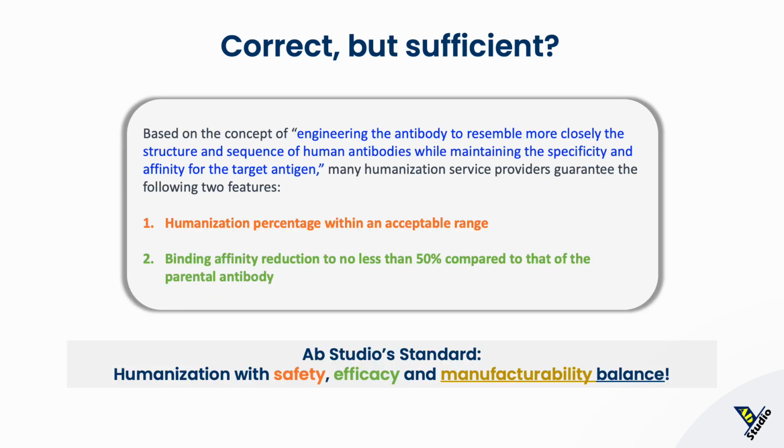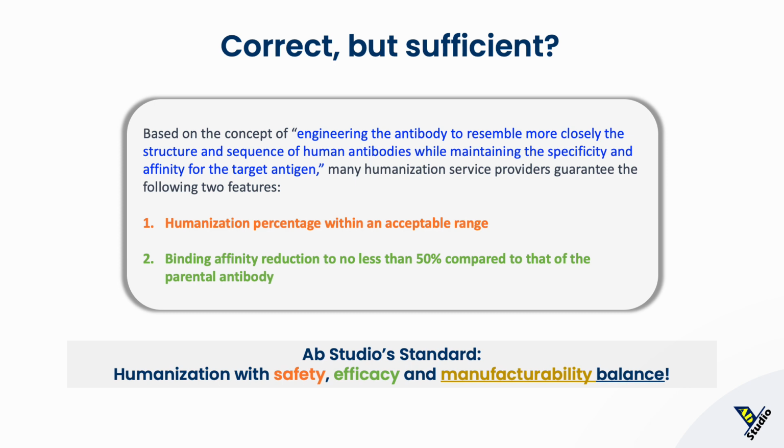So, if we say this concept is correct, then the next question is, is this sufficient? Based on the concept of engineering the antibody to resemble more closely the structure and sequence of human antibodies while maintaining the specificity and affinity for the target antigen, many humanization service providers guarantee the following two features post-humanization. The first feature is humanization percentage within an acceptable range. The second feature is binding affinity reduction, if there is any, to no less than 50%, that is, no more than twice the KD, compared to that of the parental antibody.